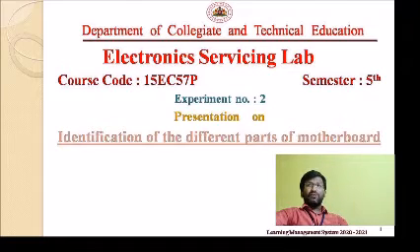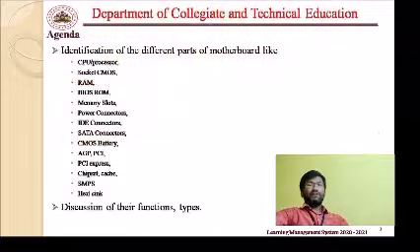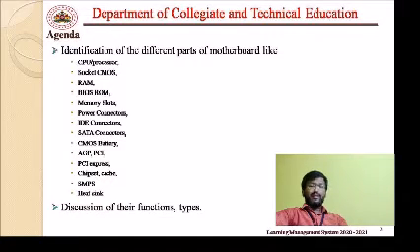In the last session video, we studied different external components of a computer. In this session, we are going to learn about the identification of different parts on the motherboard along with their uses. The different parts we are going to identify on the motherboard are CMOS, CPU, RAM, BIOS-ROM, memory slot, power connector, IDE connector, SATA connector, AGP, PCI, PCI Express, chipset, SMPS and heatsink.